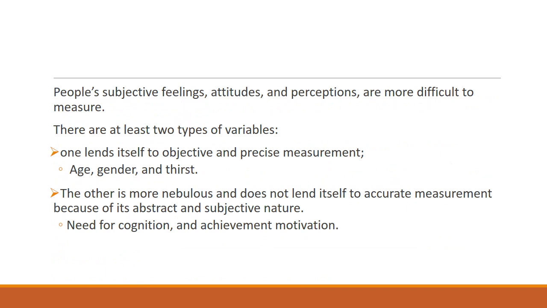See, this is another interesting slide. In this slide, you see people's subjective feelings, attitudes, and perceptions are more difficult to measure. So here we are discussing that there are two kinds of characteristics we have about the objects. One is objective, and the other is subjective.